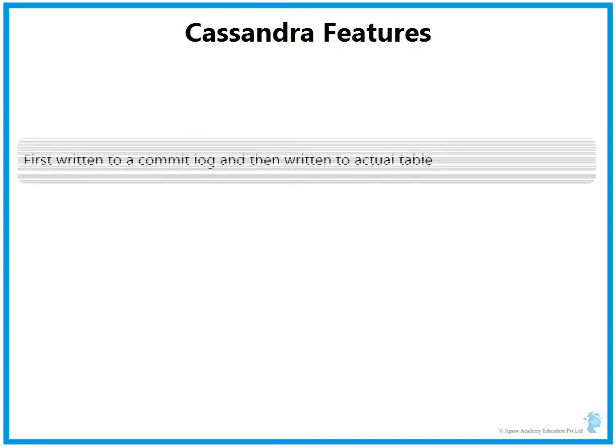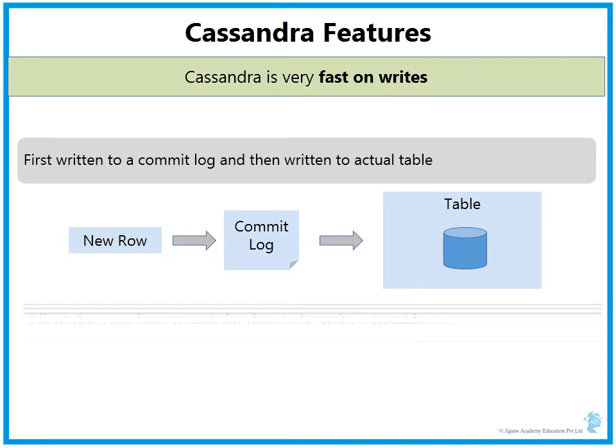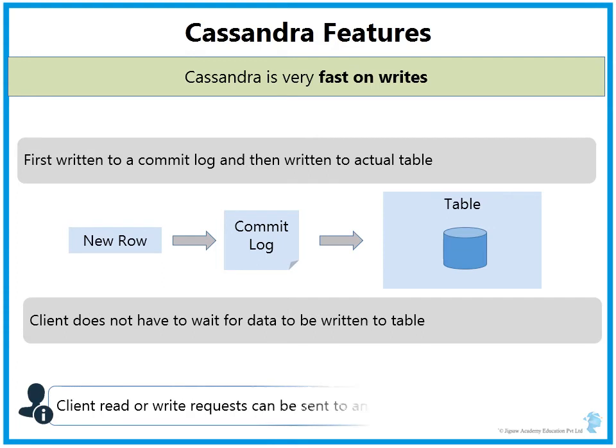Cassandra writes are fast, written to a commit log and then written to the actual table location in a lazy manner. This makes the write very fast as the client doesn't have to wait for the data to be written to the table. Client read or write requests can be sent to any node in the cluster.